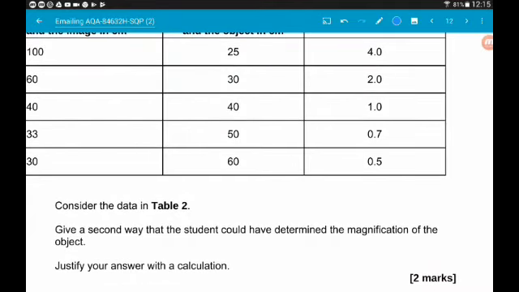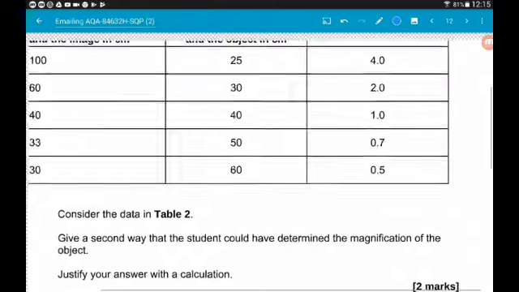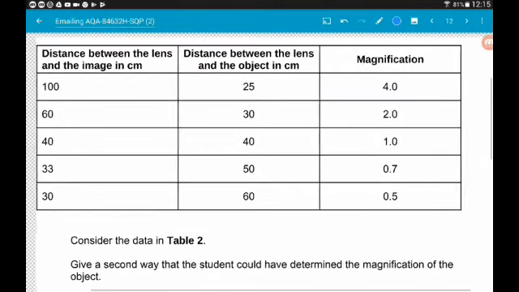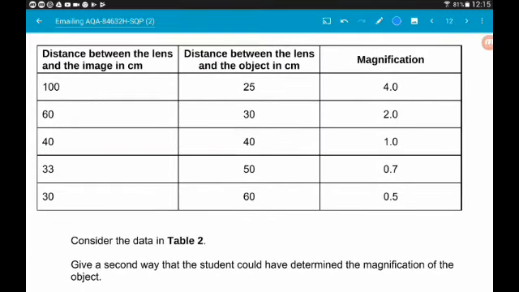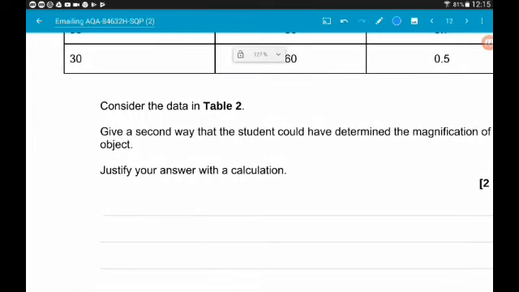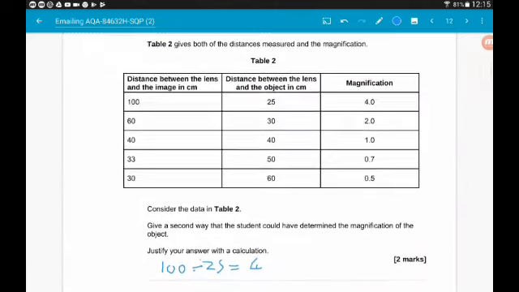We want to give a second way that the student could have calculated the magnification of the object. So, can we see any link between these numbers? Let's look at the top. We've got 100, 25 and 4. Are those numbers linked? Well, yes. 100 divided by 25 is equal to 4. So that works. Let's see if it works for another one.